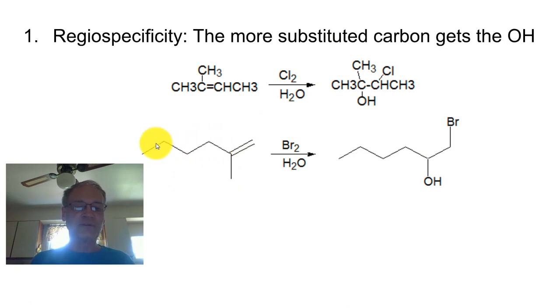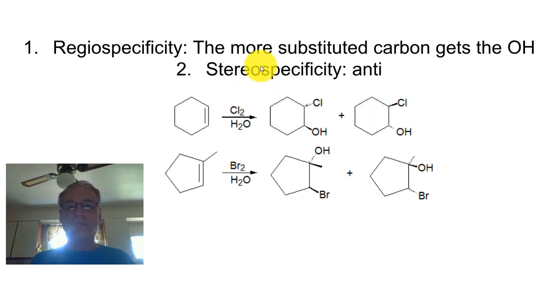Let's take a look at this molecule. Different case. This one happens to be drawn as a stick figure, whereas this one was drawn in a condensed formula. But what happens when you add bromine and water here? Same idea as chlorine, really no difference between them. Which carbon gets which thing? Well, it turns out the more interior one, this one, in this case tertiary, gets the OH group, and the less substituted one, in this case it only has two hydrogens on it, that's the one that gets the halogen. So same regiospecificity. More substituted carbon gets the OH.